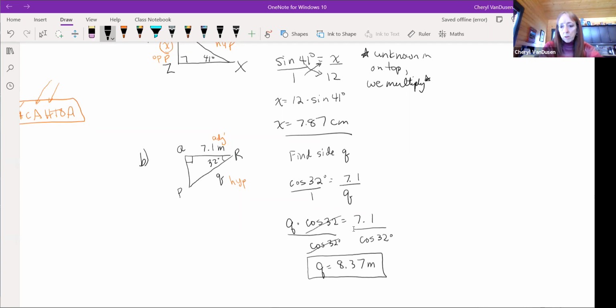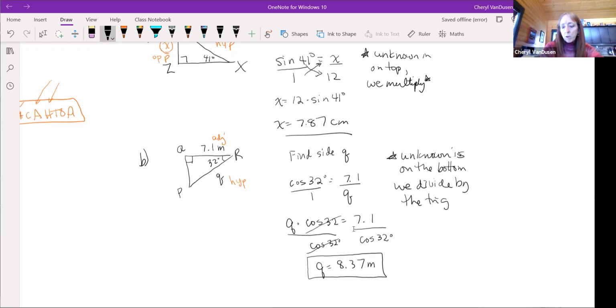So let's put our little note here. When the unknown is on the bottom, we divide. And I'm going to put divide by the trig ratio.